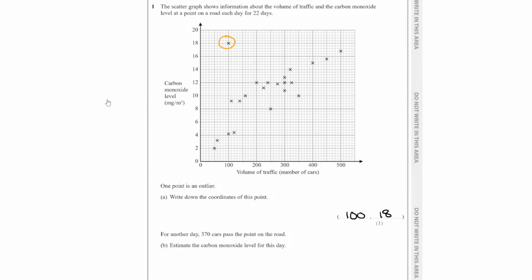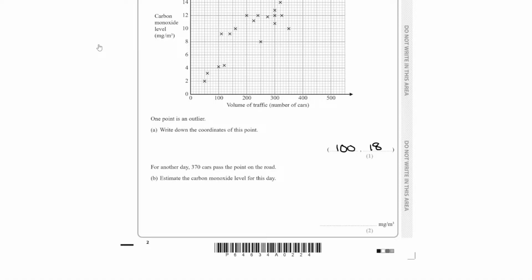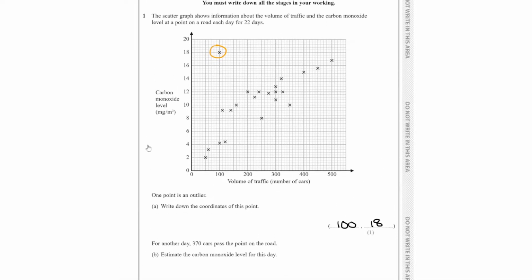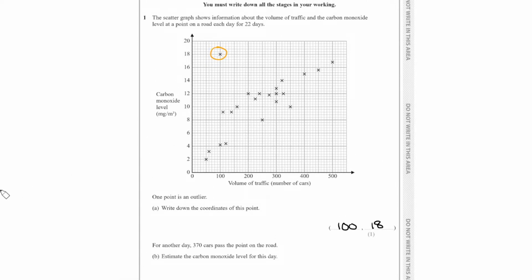Let me scroll down so you can see part B. So part B, for another day, 370 cars passed the point on the road. Estimate the carbon monoxide level for this day. So in this case, because it's 2 marks, this is always the one where you need to draw the line of best fit. So you'd get your ruler. Yeah, line of best fit, exactly.